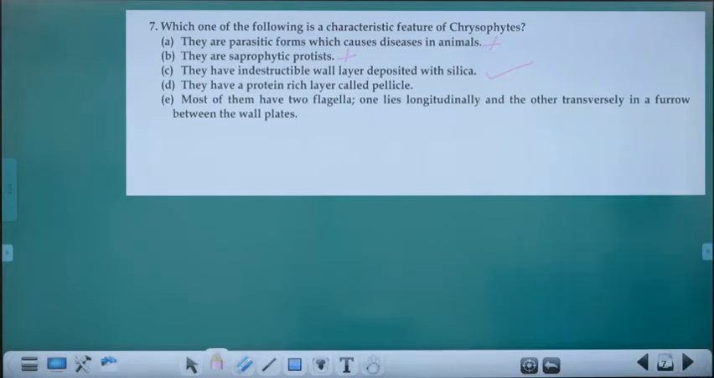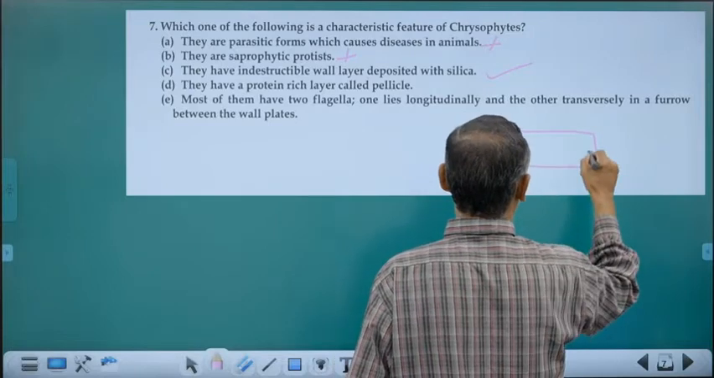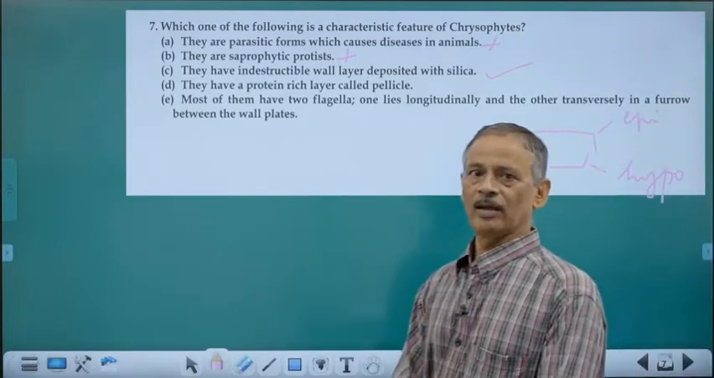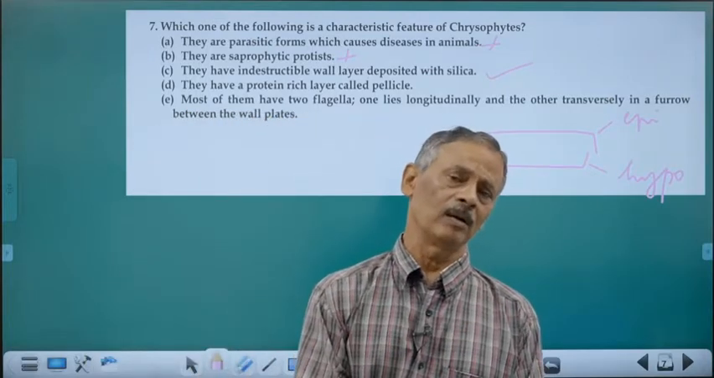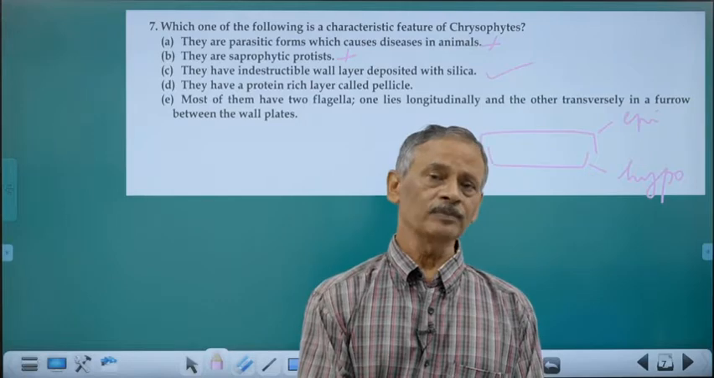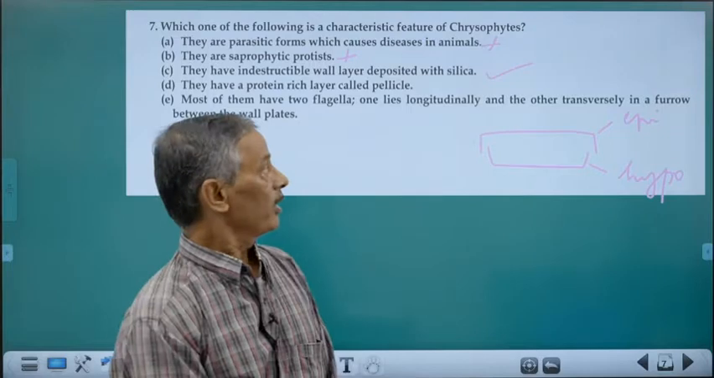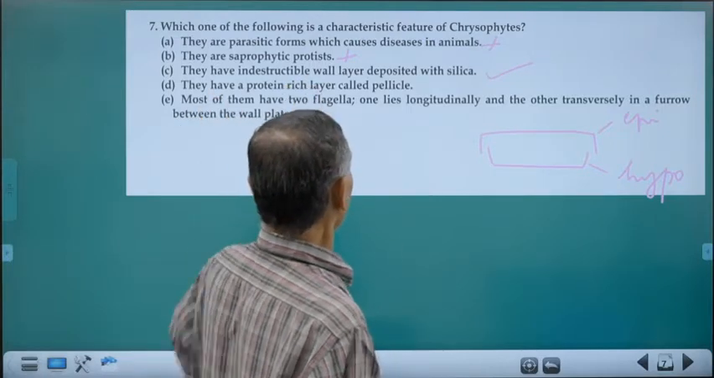Chrysophytes are having a soap dish like pustule or theca. This is the epitheca, larger upper. This is the hypotheca, which is smaller lower. They are all made up of cellulose impregnated with silica so that they are indestructible. When they fall to the bottom, after thousands of years, they will form a gritty soil called diatomaceous earth. Okay. So, indestructible cell wall, that's the correct one.